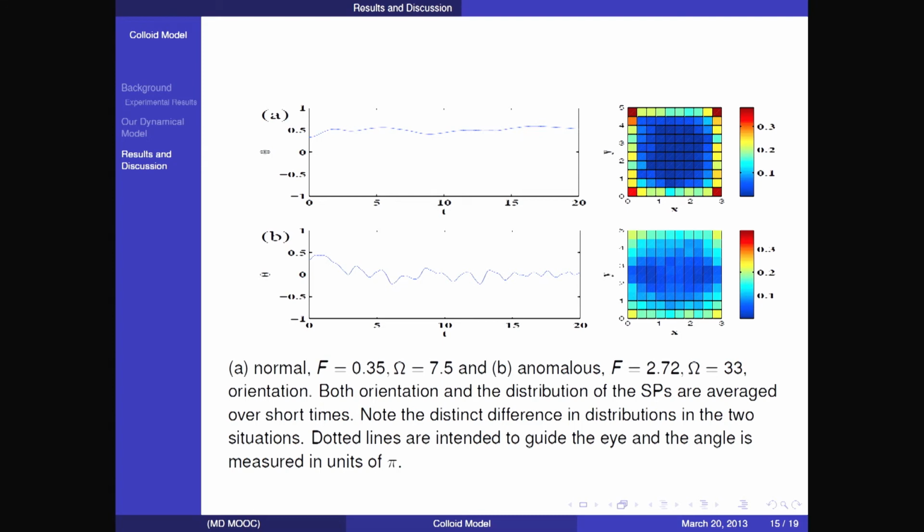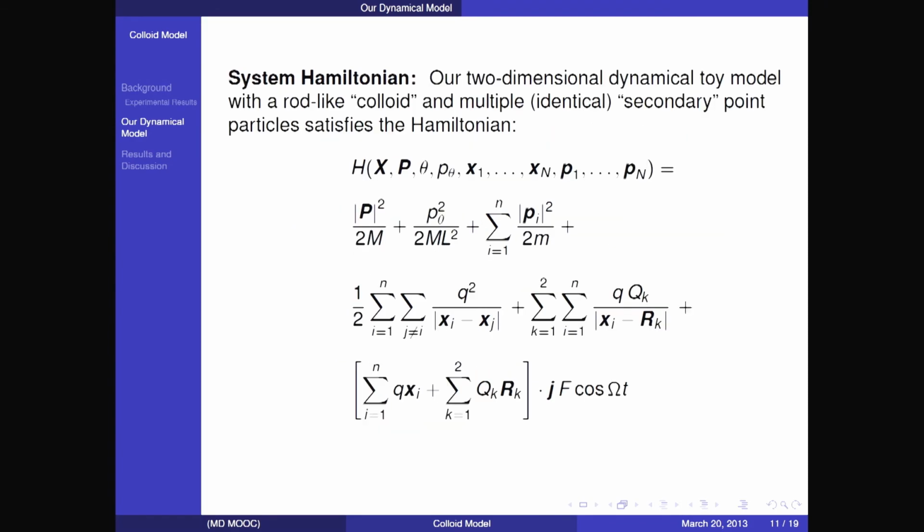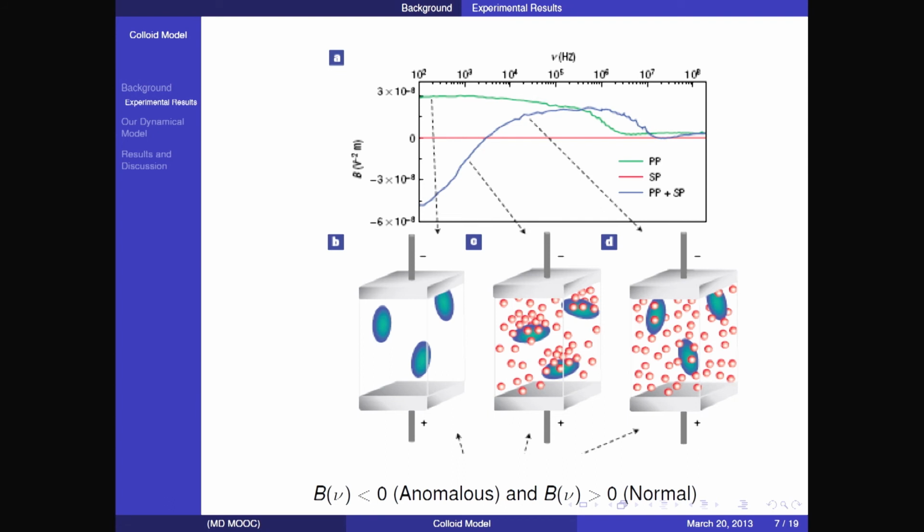So you notice that depending on whether it's the normal orientation or the anomalous orientation, the distribution of the small particles is fundamentally different in the two cases. In the normal orientation, they're in the corners, whereas in the anomalous orientation, they stack up above and below. And the funny thing is that if you go back to that picture that I took from the experimental paper, this is the anomalous orientation, and notice that the way they asked the artist to draw this picture is to stack these particles above and below. And here they're much more evenly distributed around.